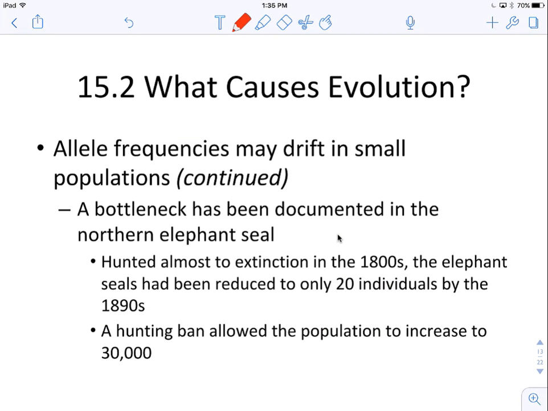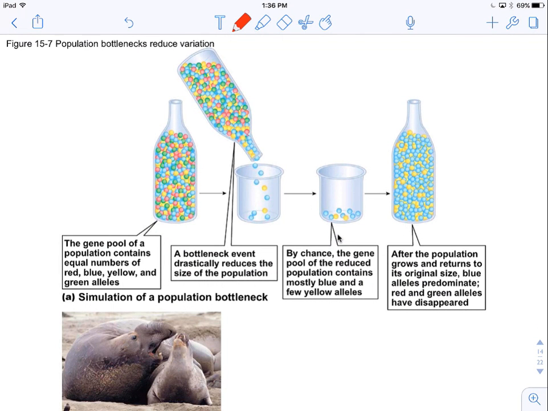An example of the bottleneck effect is the northern elephant seal. They were hunted almost to extinction. In the 1800s, there were only 20 individuals left by the 1890s. So we've drastically reduced the population to a very small number. A hunting ban allowed the population to increase to about 30,000. But because there was such a small number of individuals to start off with, there wasn't a large number of alleles left in the gene pool.